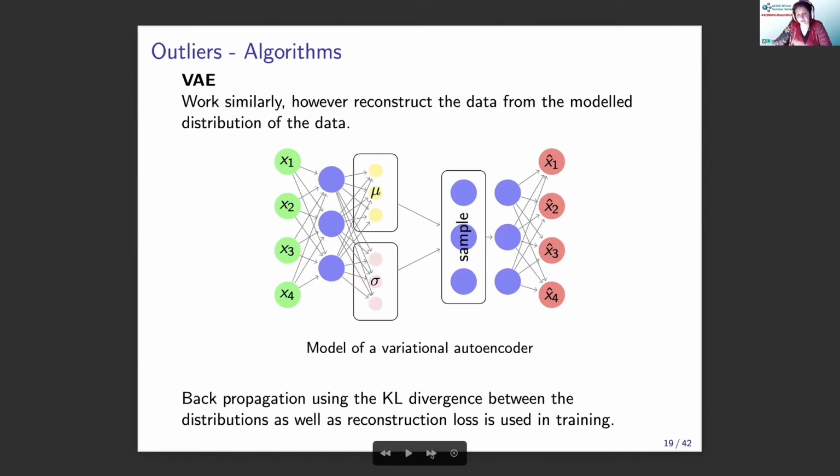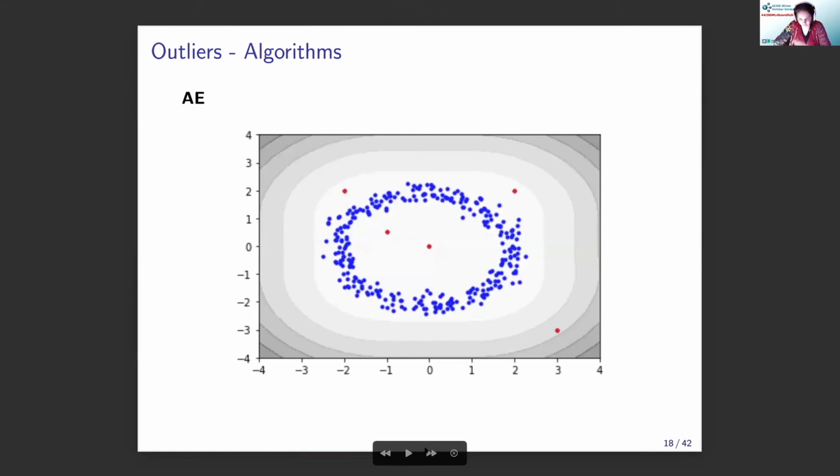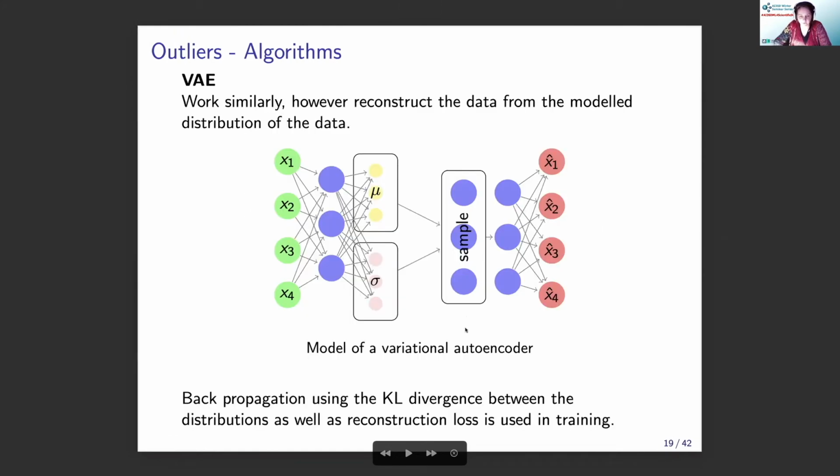Variational autoencoders, to some extent, work similarly. They reconstruct the data. They are trained using backpropagation. But in this case, the data in the middle, the bottleneck, is modeling a distribution. And instead of using that directly, what we do is we draw from that distribution, we sample that distribution, and that is what we use for backpropagation. We also use the Kullback-Leibler divergence between the distributions as well as the reconstruction loss in training, because we want to model the distribution of the data, the original distribution.